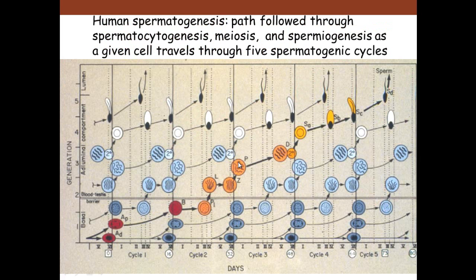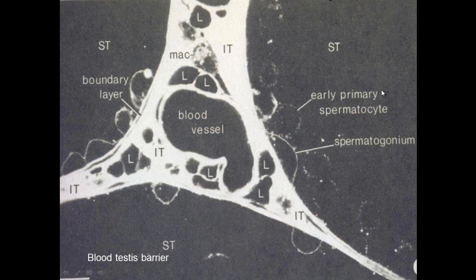And if you followed a given cell through the developmental scheme, you can see that these are the different stages of a cycle, 1 through 6, 1 through 6, 1 through 6. It would take about 74 days to produce sperm from the first division, but while that cell is being produced, sperm have been released about four times in the process. So an individual takes 74 days, but sperm are released every 16 days in humans.